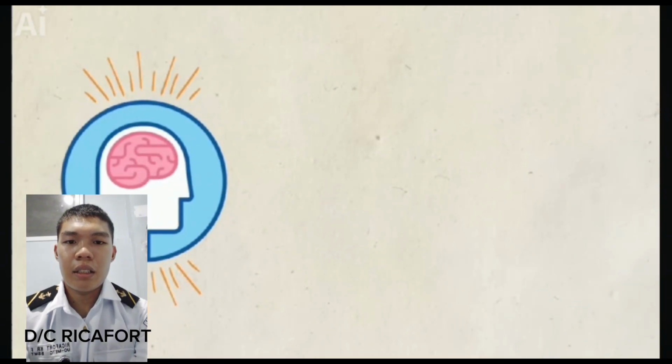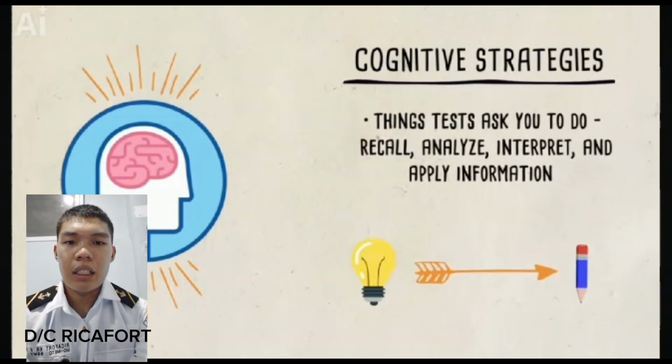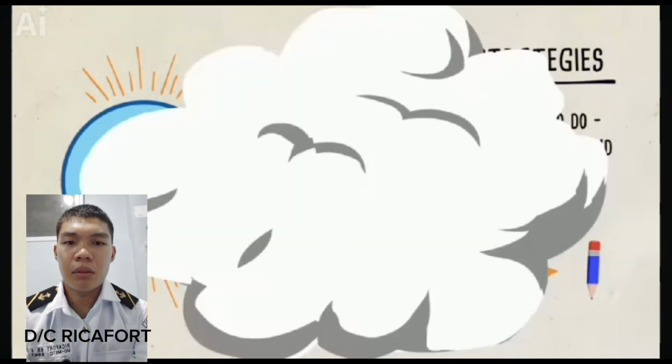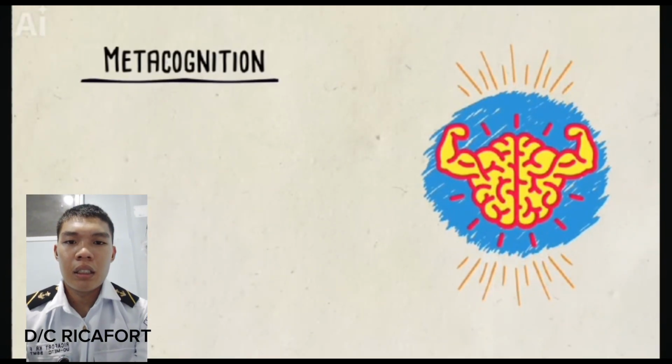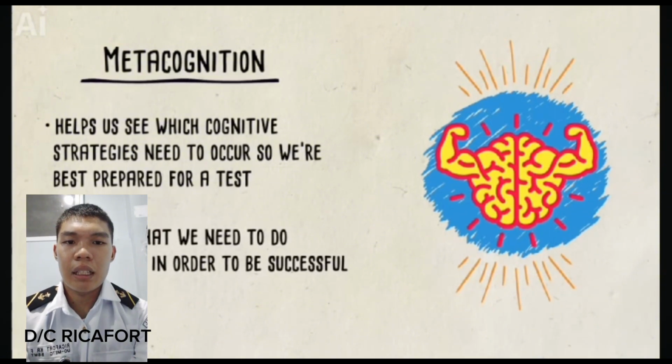Most people don't move beyond cognitive strategies when learning. Cognitive strategies are things tests ask you to do: recall, analyze, interpret, and apply information. Metacognition helps us to see which cognitive strategies need to occur, so we're best prepared for a test, while also showing us what we need to do differently in order to be successful.